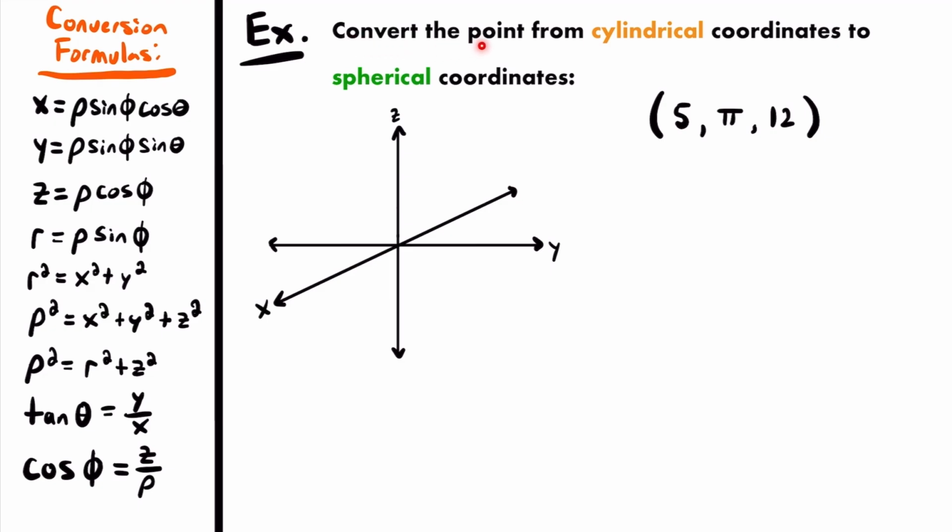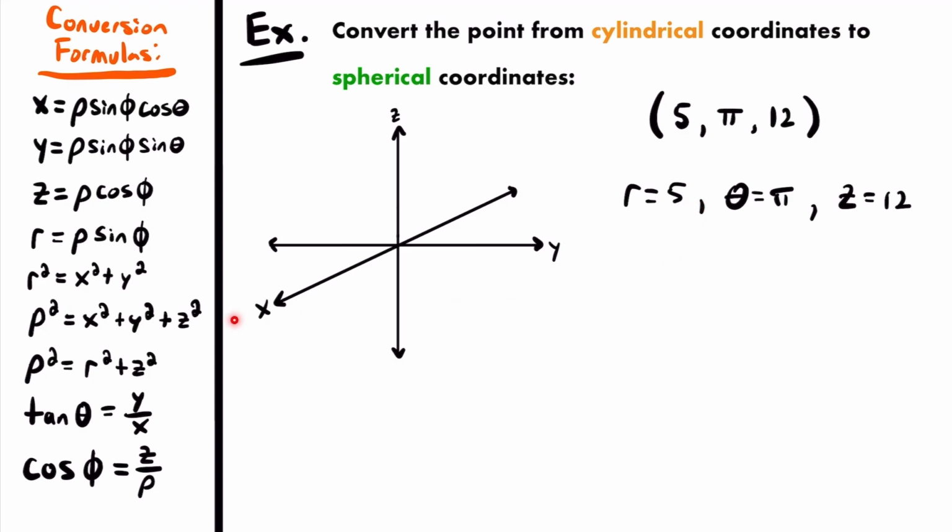Once again, we want to convert the point from cylindrical coordinates to spherical coordinates. In this example, our point is 5, pi, 12. So these are cylindrical coordinates, which means that r equals 5, theta equals pi, and z equals 12. Now, once again, because we are converting from cylindrical to spherical, we don't need to do anything with theta. Theta will remain the same. It is pi. What we need to find is rho and phi.